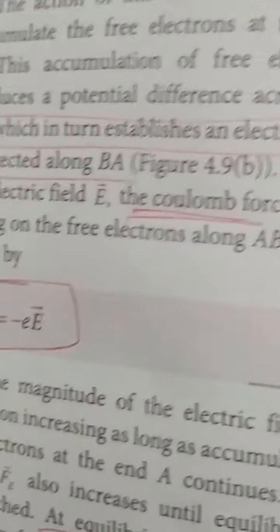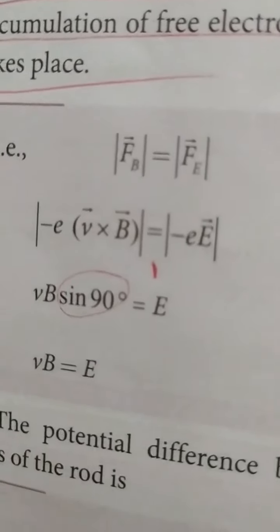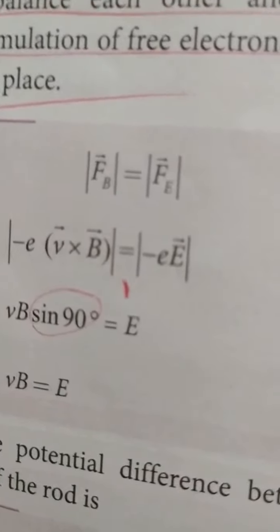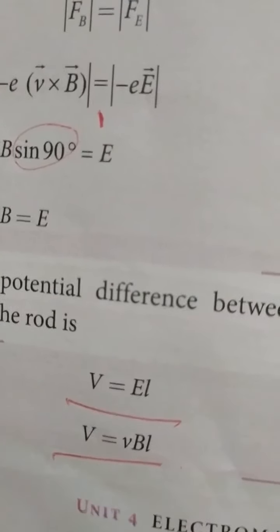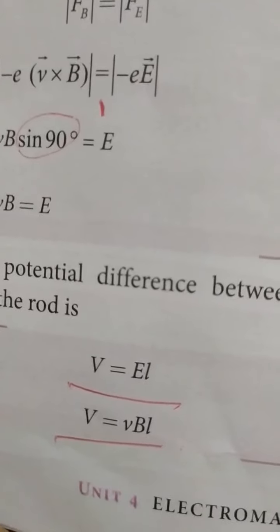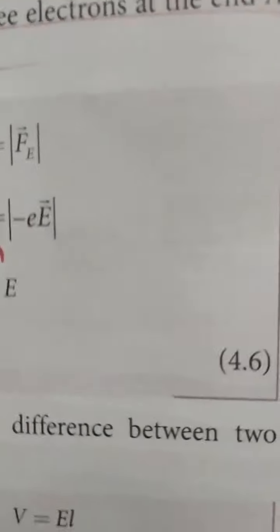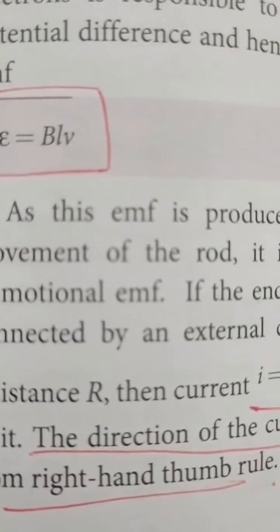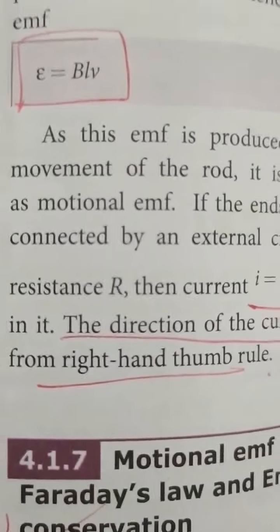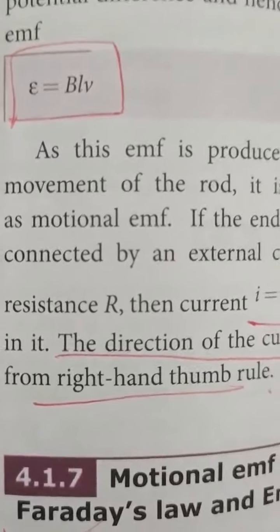First you have to find the equation due to Lorentz force and the equation due to Coulomb force, equate both of them and find that vB equals E, and then substitute V equals EL in that. Usually capital V represents potential difference and small e represents EMF. Substituting this, you get e equals BLv. The direction of induced current is got from the right hand thumb rule. Hope you understand this derivation.